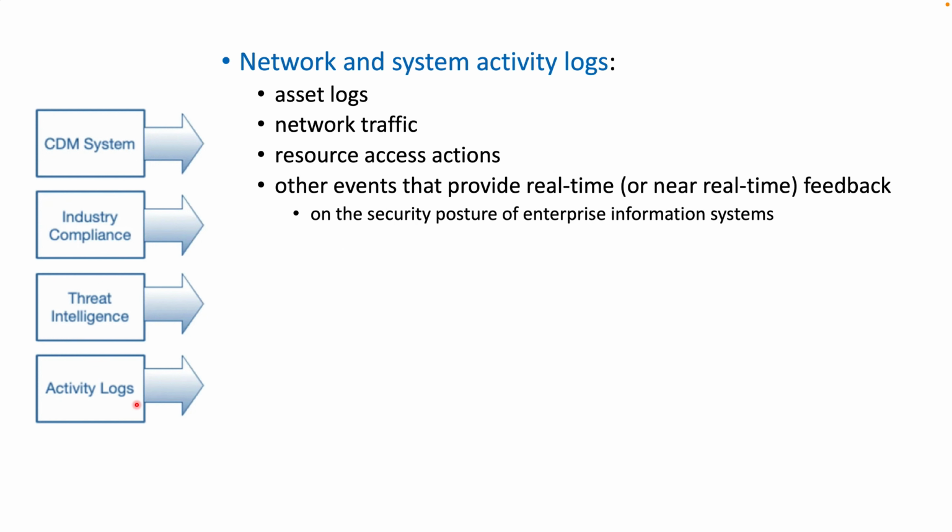Next component, activity log. The full name is Network and System Activity Log. The enterprise system aggregates access logs, network traffic, resource access actions, and other events that provide real-time or near real-time feedback on the security posture of the enterprise information system. This information needs to be provided by the activity log system.